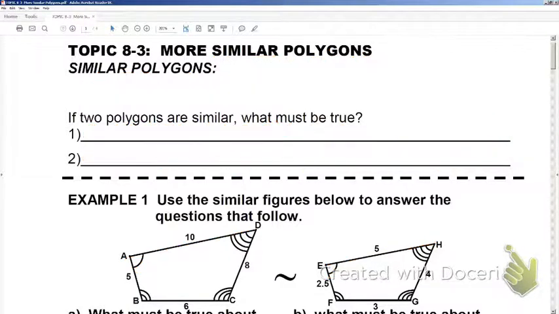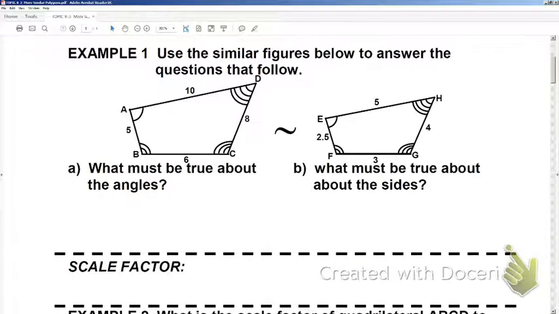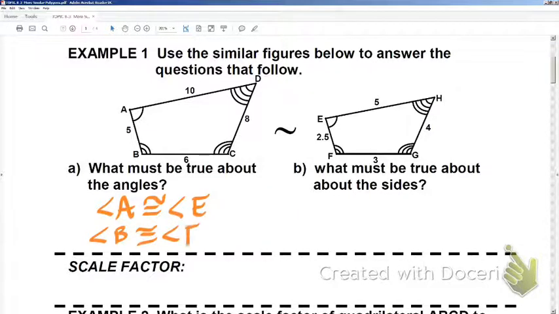So let's look at example 1. It says, use the similar figures below to answer the questions that follow. What must be true about the angles? Well, these corresponding angles are going to be congruent. So angle A is congruent to angle E. Angle B is congruent to angle F. Angle C is congruent to angle G. And angle D is congruent to angle H. So all of our corresponding angles are congruent.